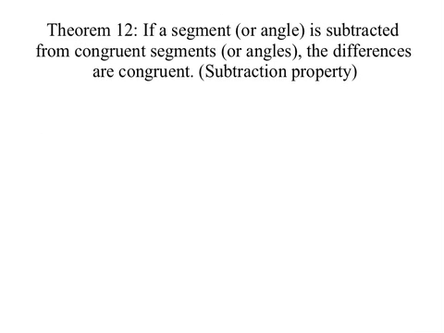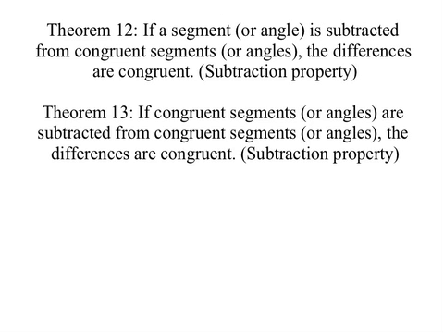And then Theorems 12 and 13 are each two-part theorems, and they're both part of a family called the subtraction property. Theorem 12, if a segment or angle is subtracted from congruent segments or angles, the differences are congruent. And Theorem 13, if congruent segments or angles are subtracted from congruent segments or angles, the differences are congruent.